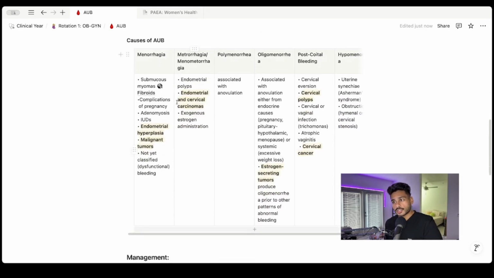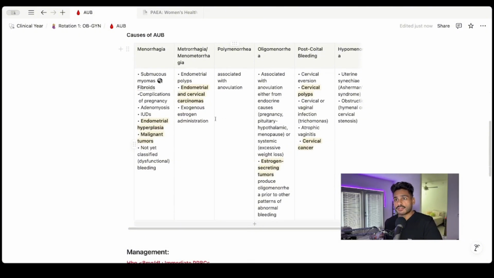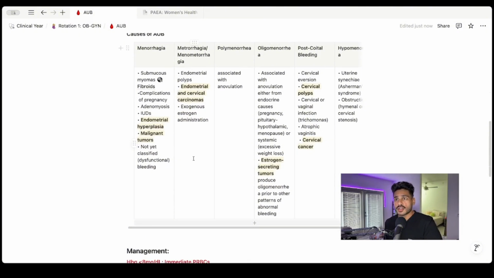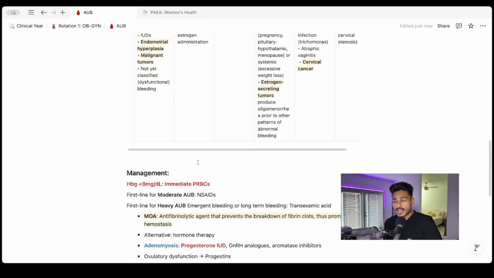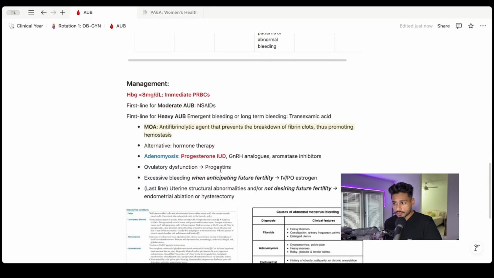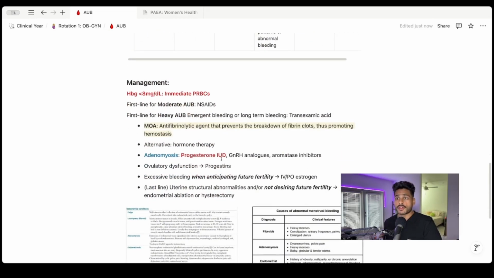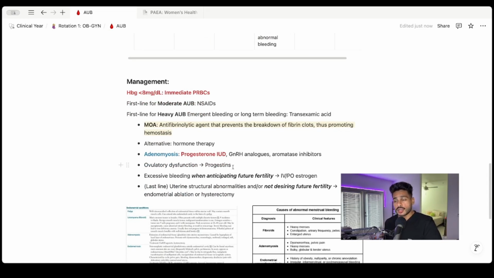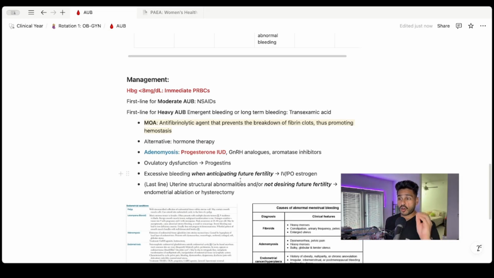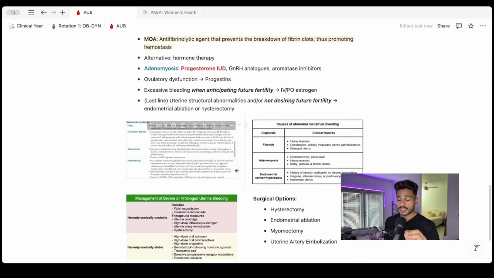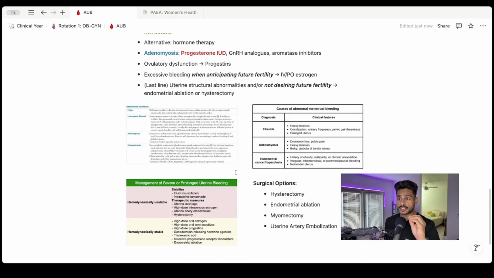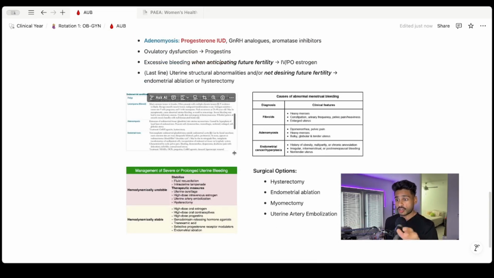Then I have charts sometimes that really distinguish between different causes of AUB. And then I have the management. And the management is really important for AUB for people who are in their current OB-GYN rotation, because since AUB is a large portion of your EOR, you really have to know their management. And so I have all of that, plus sometimes it's really great to have written words but also charts.